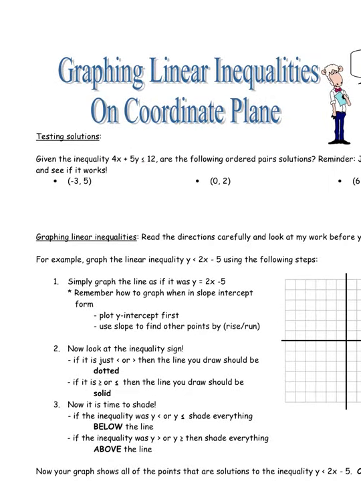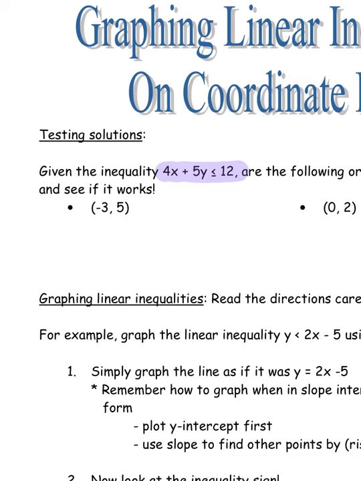So given the inequality 4x plus 5y is less than or equal to 12, we're going to see if these ordered pairs fit into our solution. So remember, all we need to do here is substitute, this is x, this is y, into our equation. So I'm going to rewrite it.